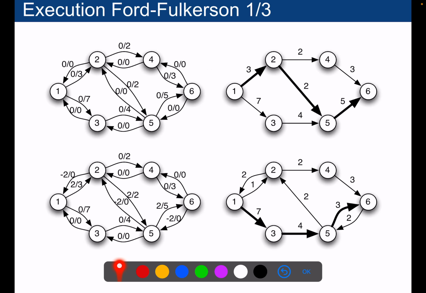Let's study one example of the algorithm. That's the residual graph that we have initially. We find an augmenting path, for instance that one. We increase the flow along that path, and we get that flow. And this is the new residual graph. We find in this residual graph another augmenting path.